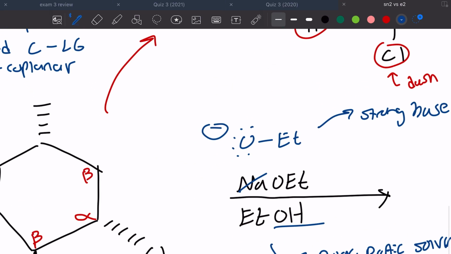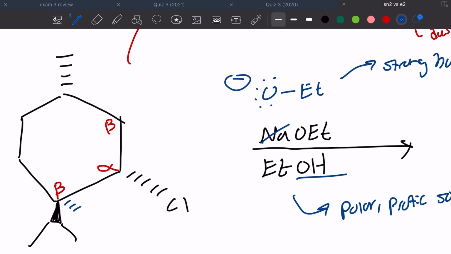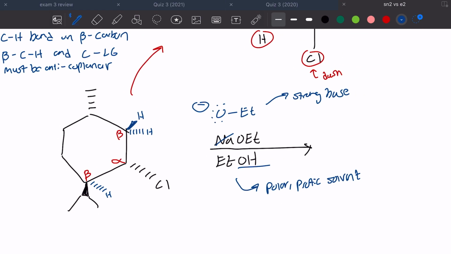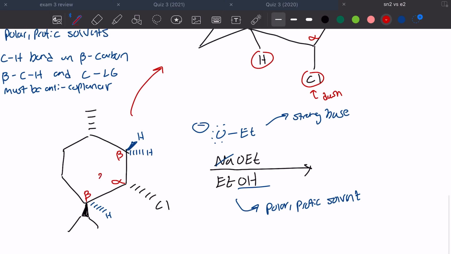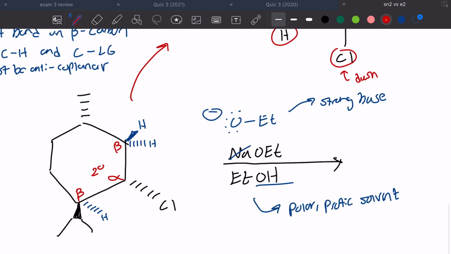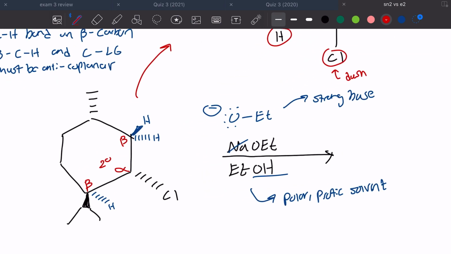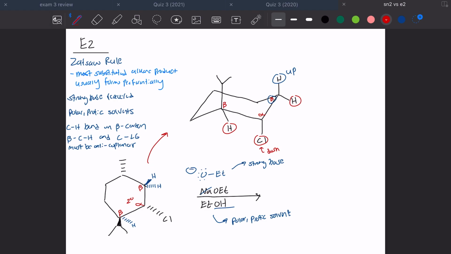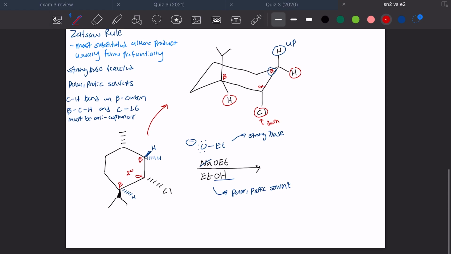And when you go back to this, I'll draw in all the implicit hydrogens on the beta carbon. So you can kind of see that this is a pretty sterically hindered molecule. I mean, this is also going to be a secondary, but you have a lot going on here. And based off what our nucleophile is, it's a strong base as well, and you have a polar protic solvent. You can kind of tell that this is going to proceed via an E2 reaction.